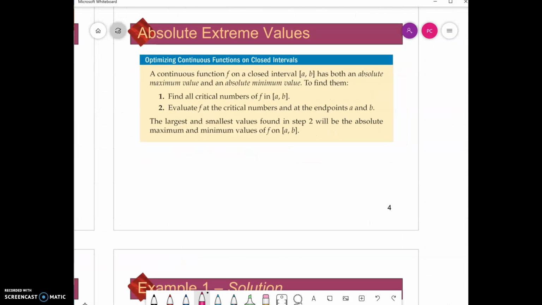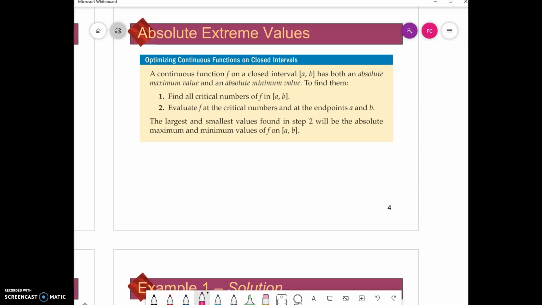So to optimize continuous functions on closed intervals, meaning instead of going from negative infinity to positive infinity, we're going to have set values that we stop at. Okay? So a continuous function on a closed interval from a to b has both an absolute max and an absolute minimum value. And to find them, we have two steps.